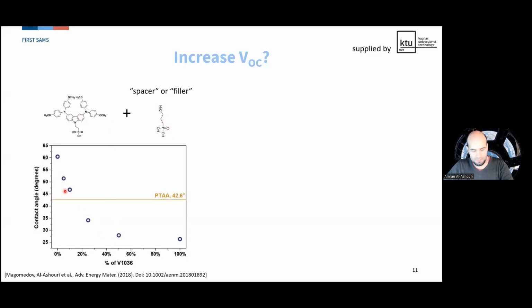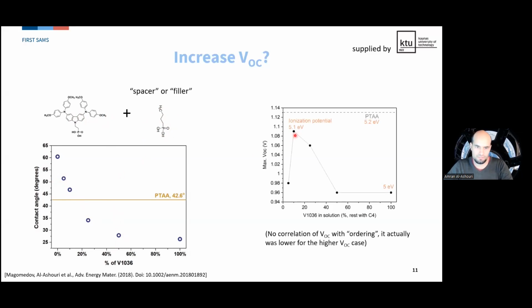And by reaching a contact angle that was similar to PTA, we got higher VOC. And the highest VOC was then 1.1, almost reaching levels of PTA, but not quite yet. Now then, to our surprise, it was not the ordering that was increasing the VOC. The only correlation we found was the ionization potential. So the highest VOC devices were those with the highest ionization potential of the ITO SAM substrate.